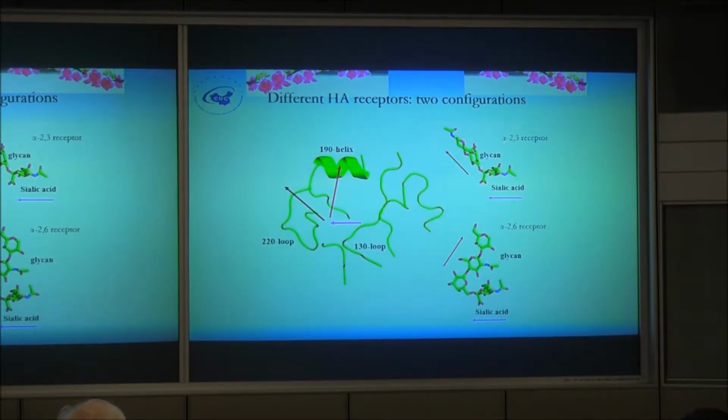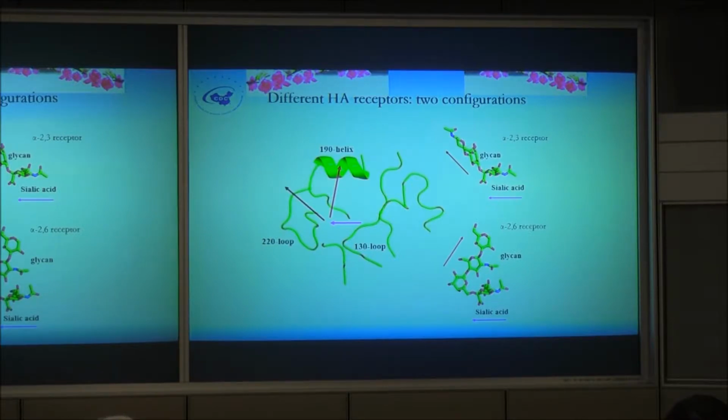Because it's a 6-carbon structure, if you have the 2,3 position, you have an avian receptor. If it's the 2,6, they are different. You can imagine putting this and that into that cavity. They need different amino acids to adapt to this receptor. So this is exactly what happened. Of course, we did a lot of work on H1, H2, H3 previously.